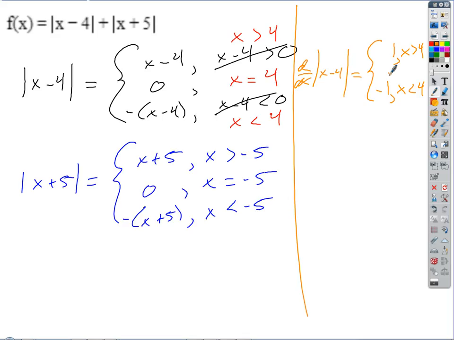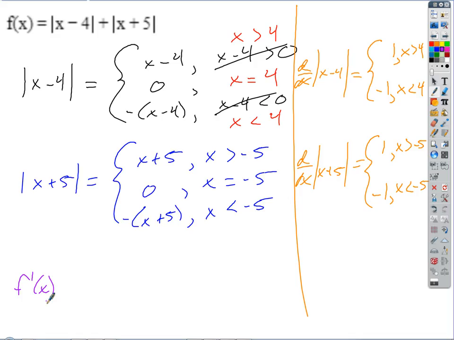So same thing down here. What's the derivative with respect to x of the absolute value of x plus 5? Well, it's 1 whenever x is greater than negative 5, and it's negative 1 whenever x is less than negative 5. Okay? So then what's our derivative going to be? If we want to write down the derivative of the whole thing, which is f of x, let's just figure out what f prime of x is.